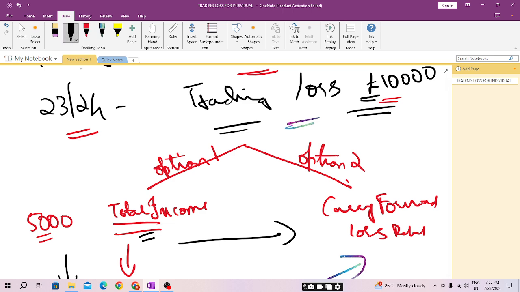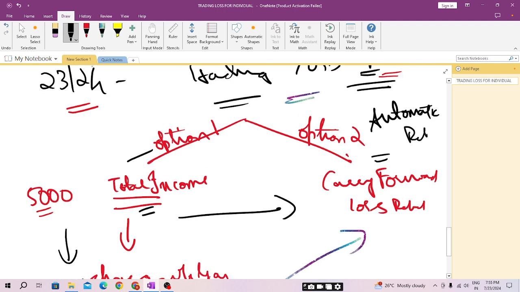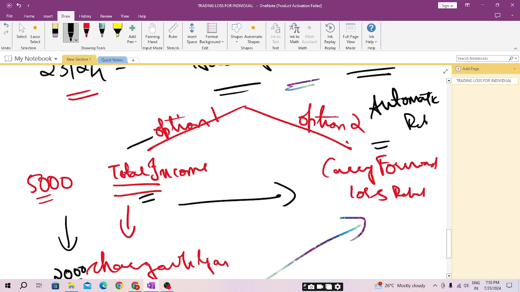first option, I can set off against the total income. If I do not elect option number 1, automatically option number 2 will be applicable, carry forward. So it will be known as automatic relief. If I opt for option number 1, I will set off against the total income.